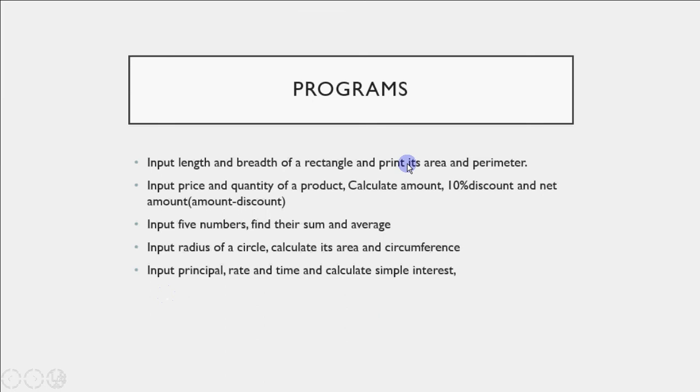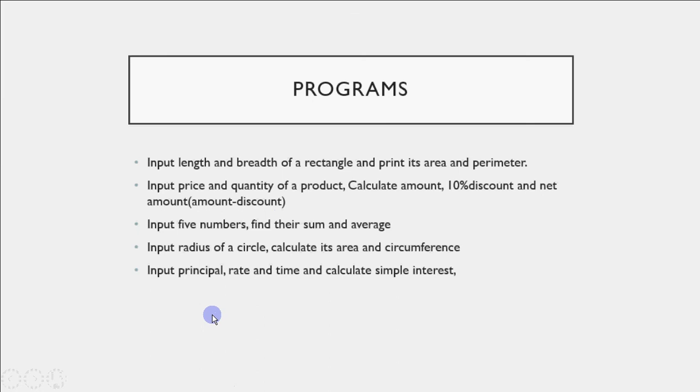Now in this video, we will be discussing few of the programs out of this. I've listed 5 programs which we can make with the basic concept of variables, constants, and arithmetic operators. These could be like, I have to find the area and perimeter, that's input, length and breadth of a rectangle, and print its area and perimeter.